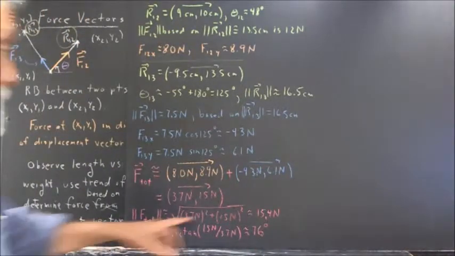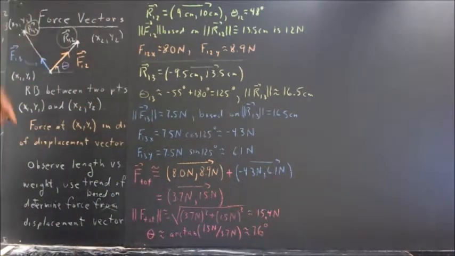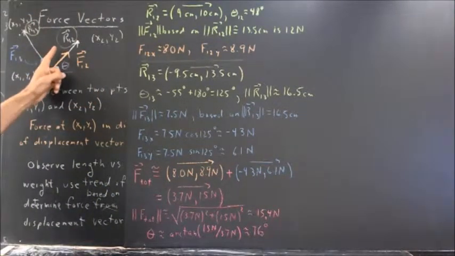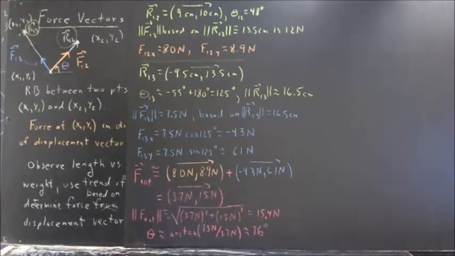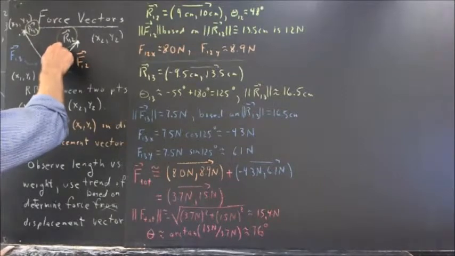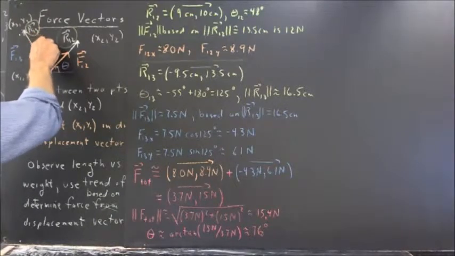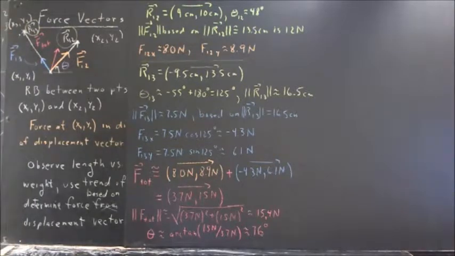Now we can depict a vector of this magnitude at this angle on the graph. 76 degrees is where? Pretty close to 90 degrees. It's going to be out about here. 15.4 newtons is somewhat bigger than 12 newtons. So I'm thinking the vector ought to be out about here someplace. So here's our total force. Total force from these two rubber bands.